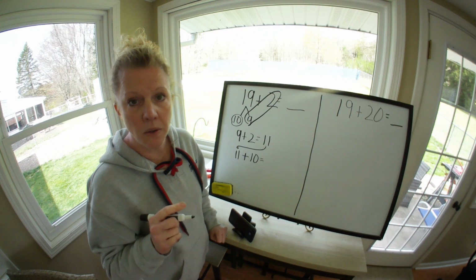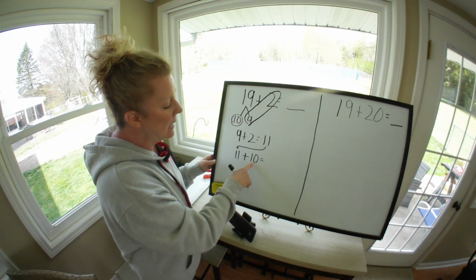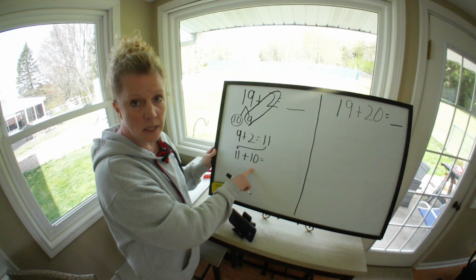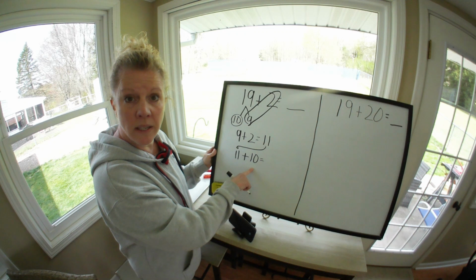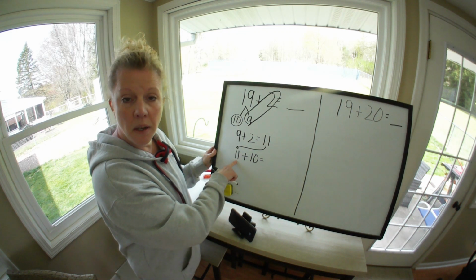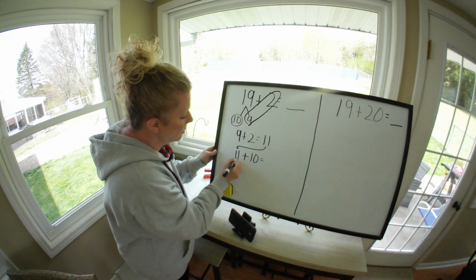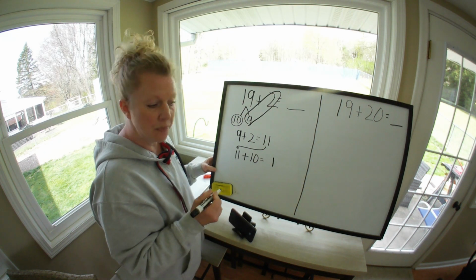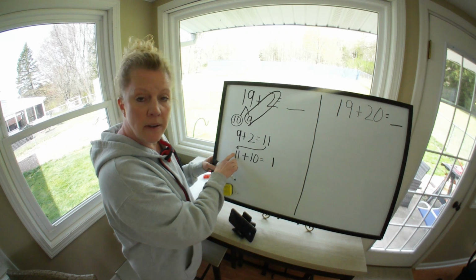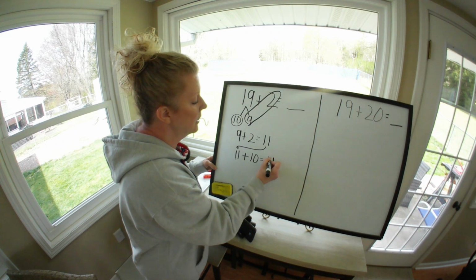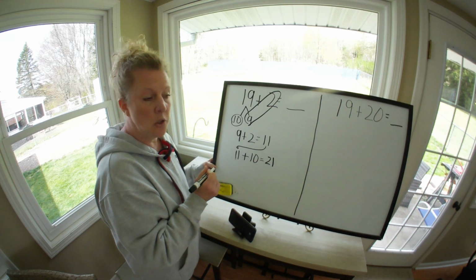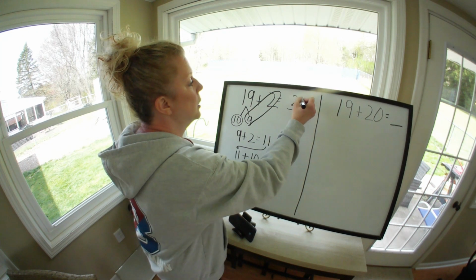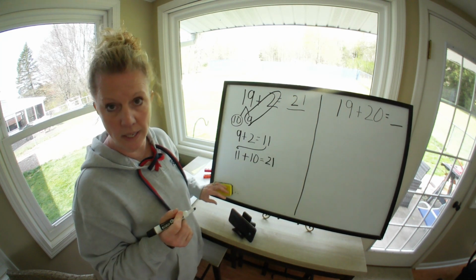But let me show you. Let's think about this. If I'm adding a 10 to something, I know that the only thing that's going to change in this number are my 10s. This digit right here. So the 1s are staying the same, just 1. And now I have to add a 10. So instead of having 1 10, I have 2 10s. So I'm saying the answer is 21. Okay?